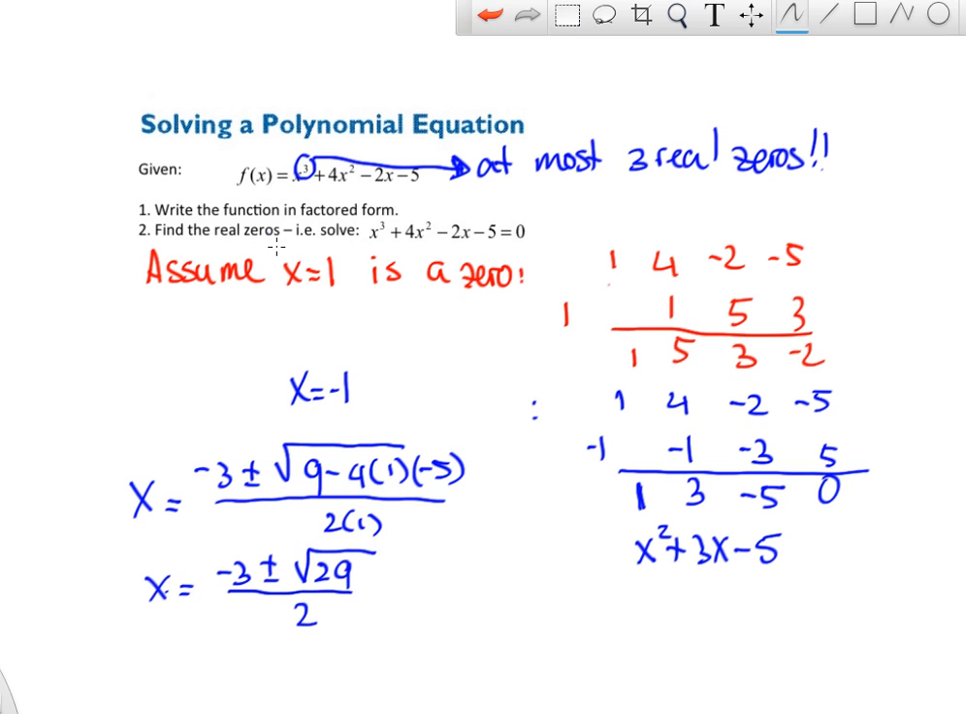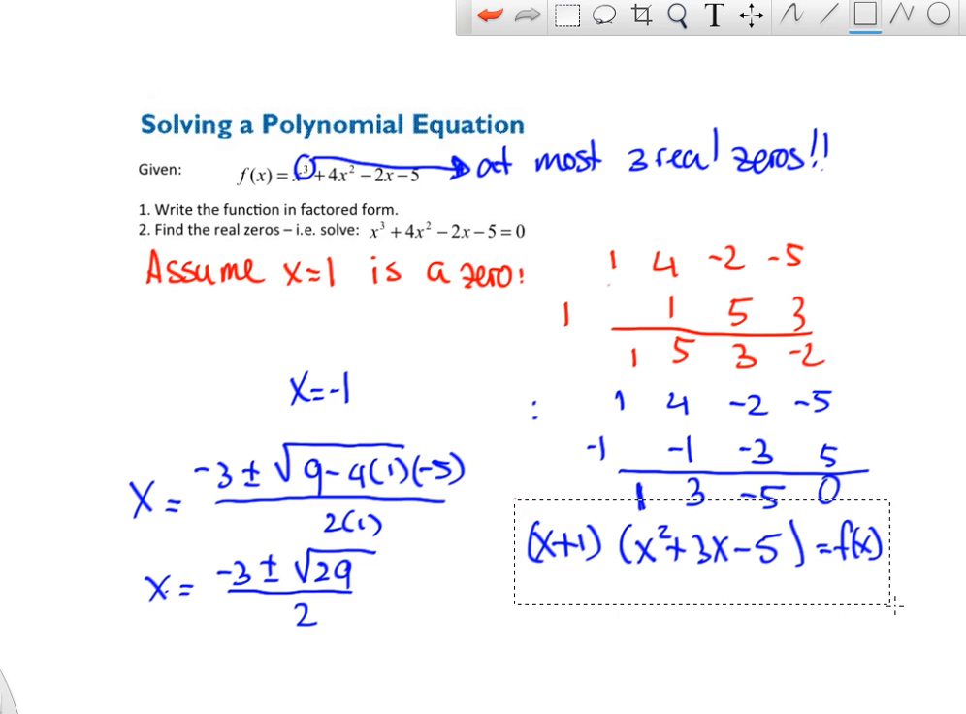So what did it say? Write the function in factored form. Okay, so in factored form, this will be x plus 1 times x squared plus 3x minus 5. So this is the factored form of that function. The reason that's the factored form, and that you don't have to break it down any further, is because the other zeros that were here have square roots in them, so we don't factor over the square roots.